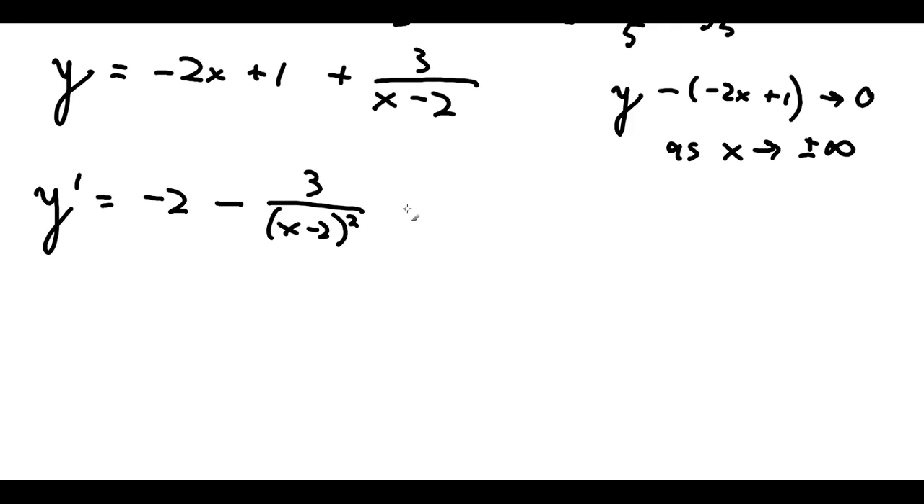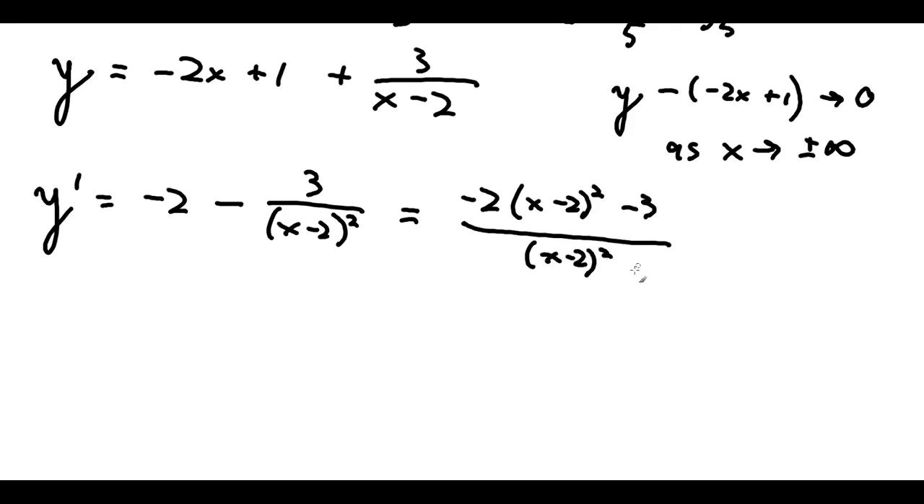Now, as far as figuring out where this is 0 or positive or negative, we might want to do a little bit more analysis with this, maybe do a little bit of algebra to bring this together. This is negative 2 times x minus 2 squared minus 3 all over x minus 2 squared. You might be tempted to multiply this out. You can do so. It doesn't help a whole lot.